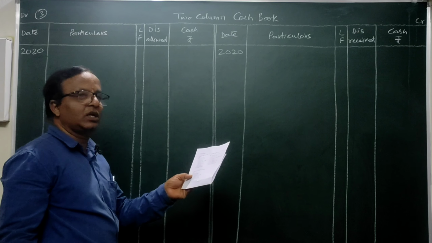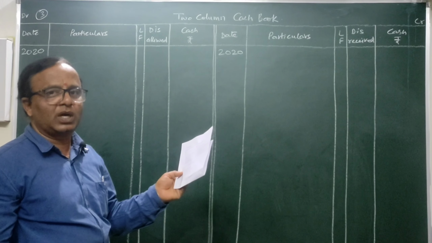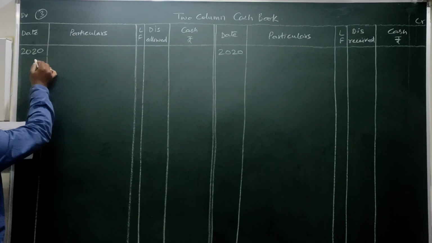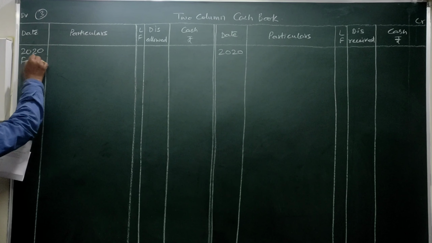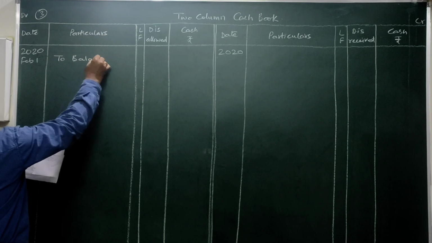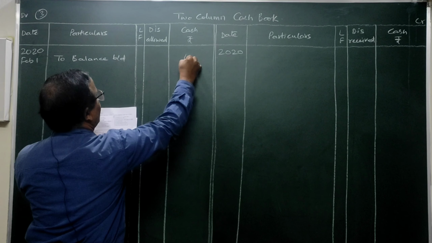Cash in hand. I said cash account ordinarily, being an asset, will start with the balance brought down. Okay, it is an asset account. So this is a debit balance. So on February 1, we are having balance brought down. How much are we having? 4,000 we are having, 4,000.